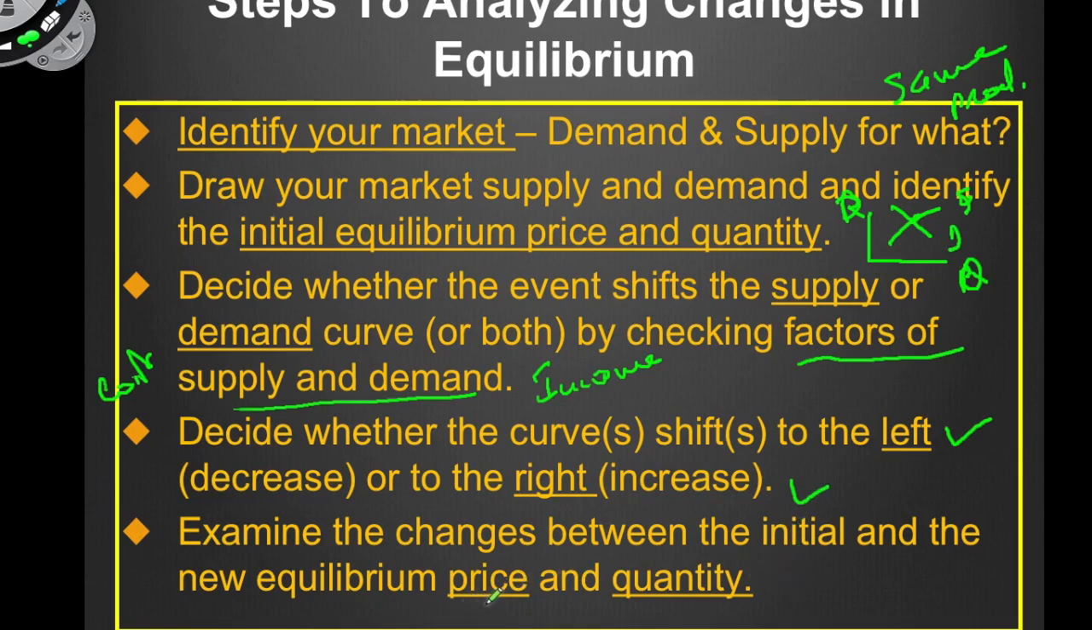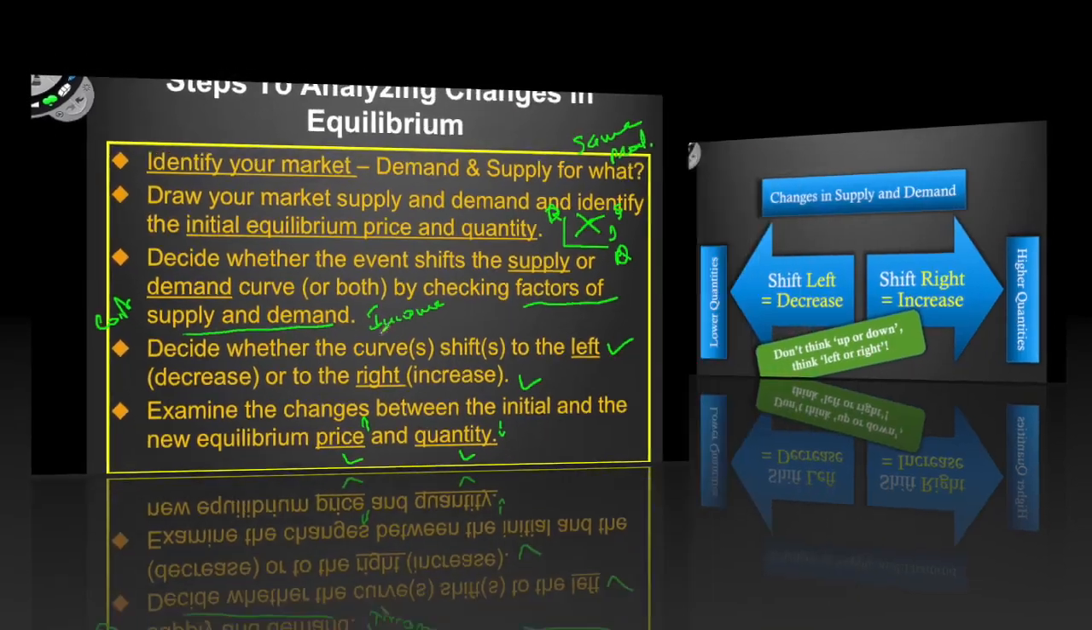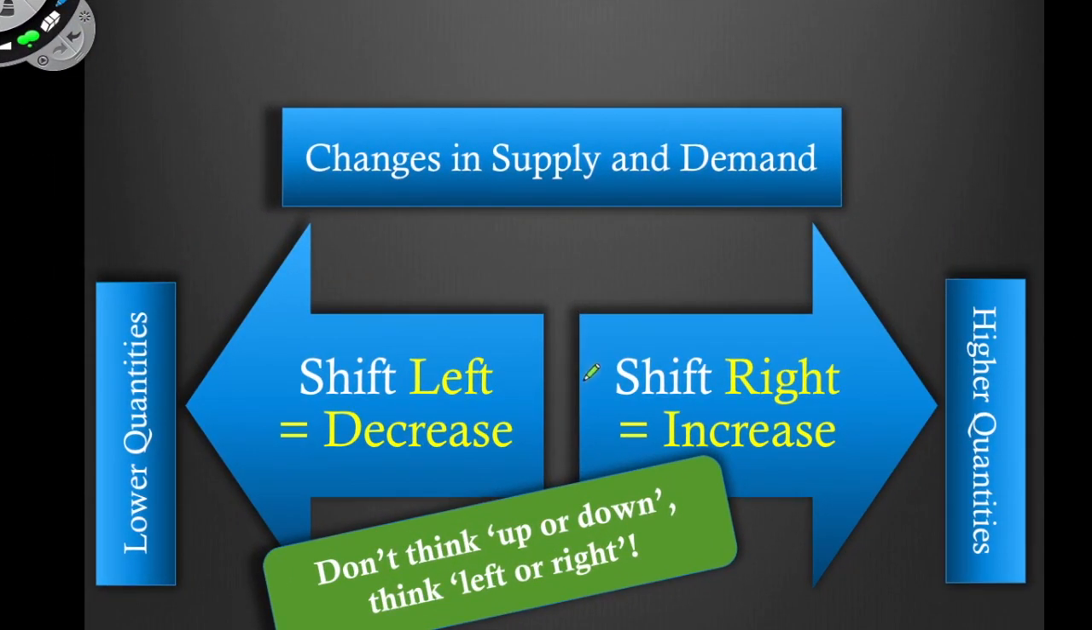And then you look at what happened to the price and the quantity at equilibrium. How did they change? Did the price increase? Did the quantity decrease? And that will give you your answer of the final change in the market. All right, another tip, something to remember. If the curve is shifting right, it's an increase. It's going towards higher quantities. If it's shifting to the left, it's a decrease. It's going towards zero, so lower quantities.